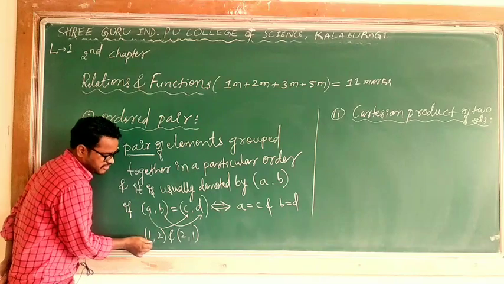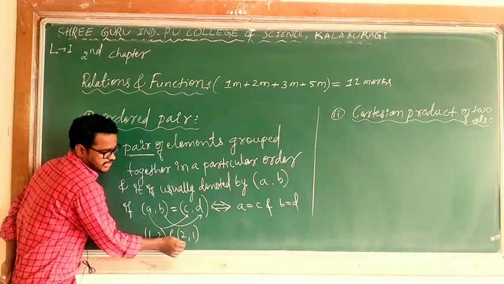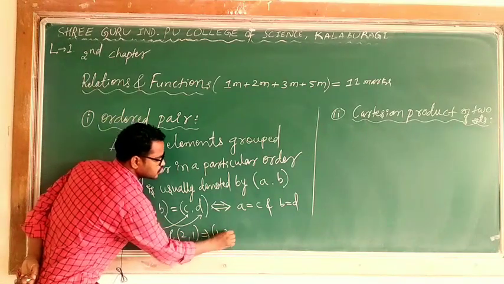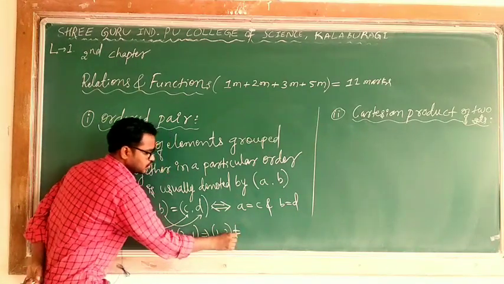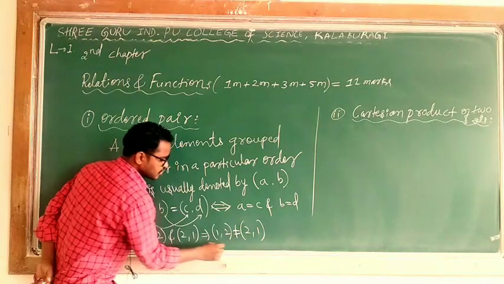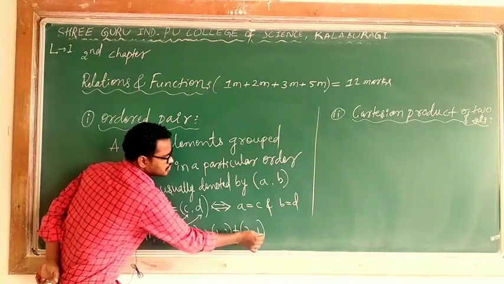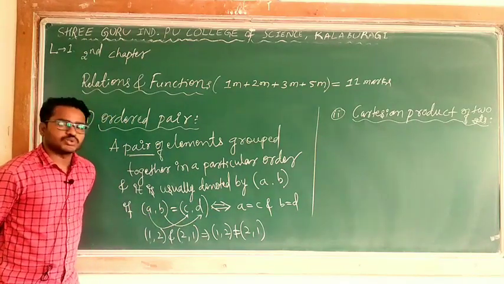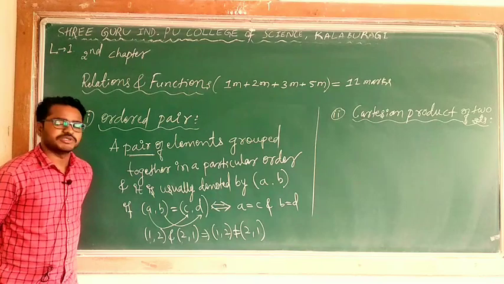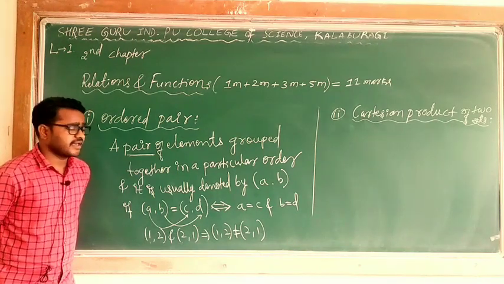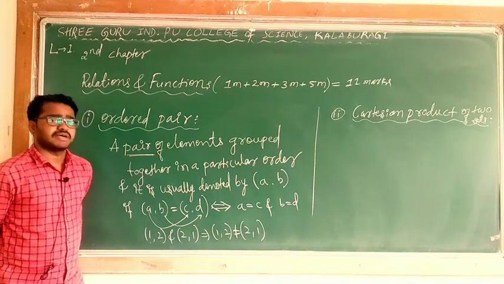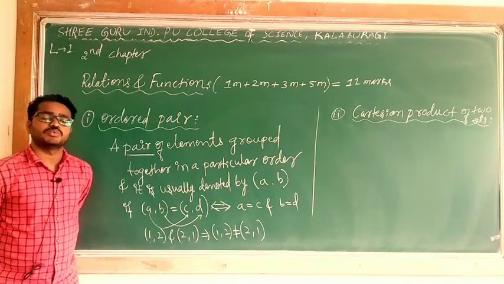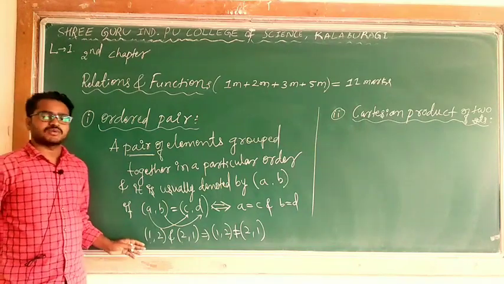What is the first element of the first ordered pair? 1. What is the first element of the second ordered pair? 2. So (1, 2) is not equal to (2, 1), because 1 is not equal to 2, and 2 is not equal to 1. If you want to say two ordered pairs are equal, both the first and second elements of the first ordered pair should equal those of the second ordered pair, then only can I say the ordered pairs are equal.